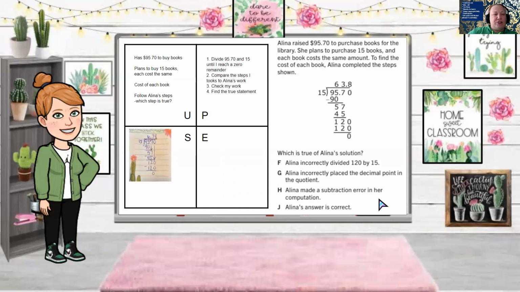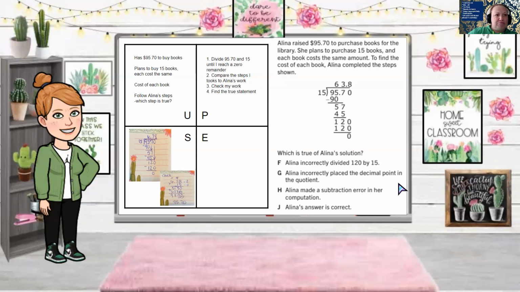Okay, so when I divided, I got 6 and 38/100. So when I checked my work, I multiplied 6 and 38/100 by 15 to see if I got $95.70. And I did. So each book cost $6.38. Okay, so now we're going to compare our problem to hers. So if we look, F, she incorrectly divided 120 by 15.